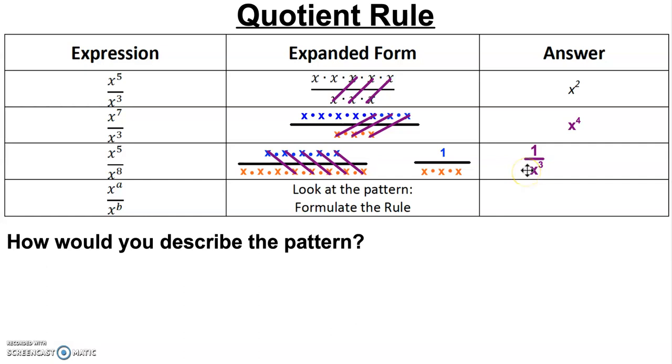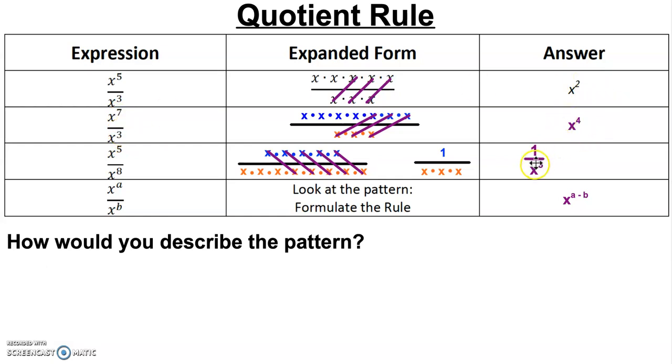Now, what's the pattern here? What's happening each time? So as we look at 5 and 3, how could we use that 5 and 3 to get a 2? How could we use a 7 and a 3 to get a 4? So if you notice, we're actually subtracting those exponents. So the numerator minus the denominator's exponent. So x to the 5th over x cubed, 5 minus 3 gives me x squared. x to the 7th over x cubed, 7 minus 3 gives me x to the 4th.